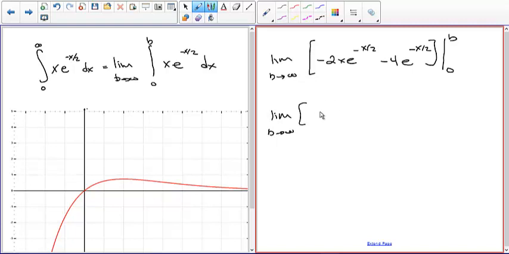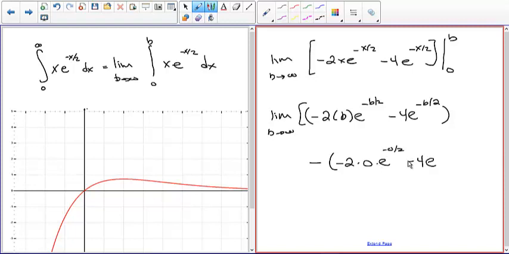So if you plug in the upper limit, let's do that. Okay, so we get negative 2 times b e to the minus b over 2 minus 4 e to the minus b over 2. So that's plugging in the upper limit. And then I subtract, plugging in the lower limit, which is 0. So I'll get negative 2 times 0 times e to the minus 0 over 2 minus 4 times e to the minus 0 over 2.